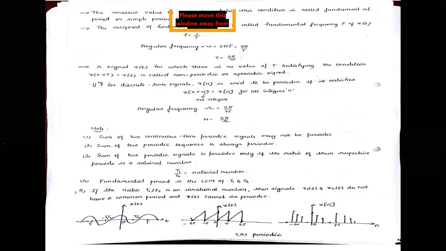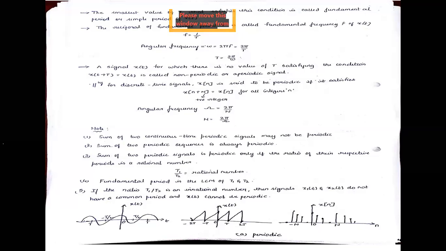The sum of two continuous time periodic signals may not be periodic. Another one: the sum of two periodic sequences is always periodic. I say sequences here because sequences are used for discrete time, while continuous time uses functions. The sum of two continuous functions may not be periodic, but the sum of two periodic sequences is always periodic. These are very, very important points from the online examination point of view, my dear students.